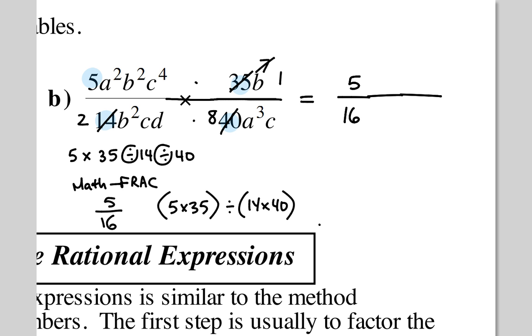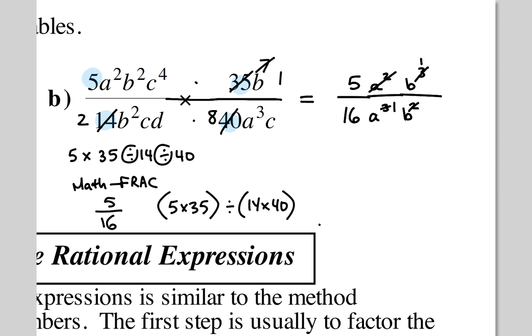Now let's do the variables. How many a's on top? 2. And how many on the bottom? 3. So who's going to win that fight? By how much? By 1. So that's gone, and change this to a 1. Now how many b's on top? 3. How many on the bottom? 2. Who's going to win that fight? Top by how much? 1.